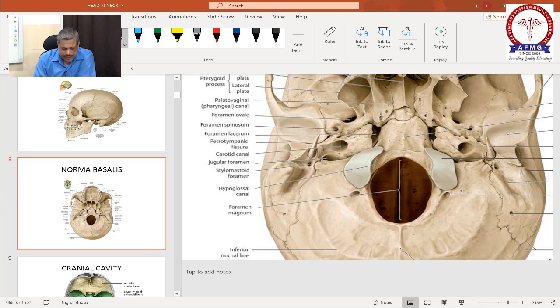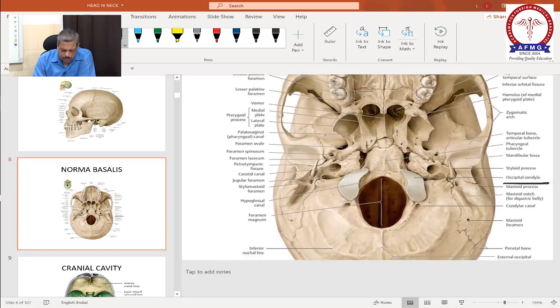Another important opening, this is the carotid canal. This carotid canal anteriorly opens into the foramen lacerum. Here is the opening of the carotid canal. Now see the other openings. This opening, frequently asked in the exam, is the foramen ovale, and this is known as the foramen spinosum. Clear? This is foramen ovale, this is foramen spinosum.